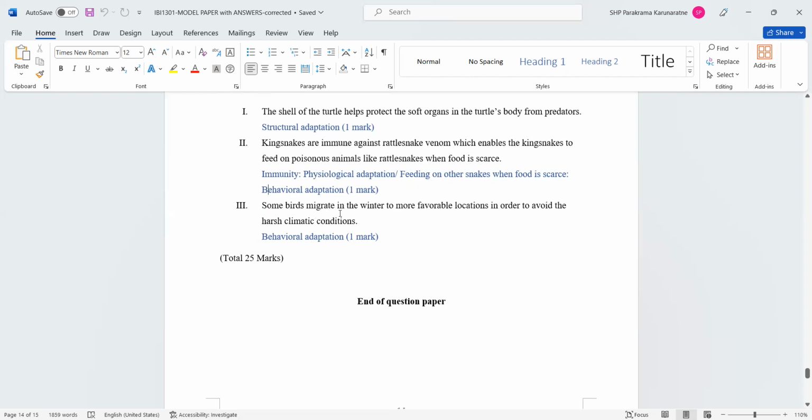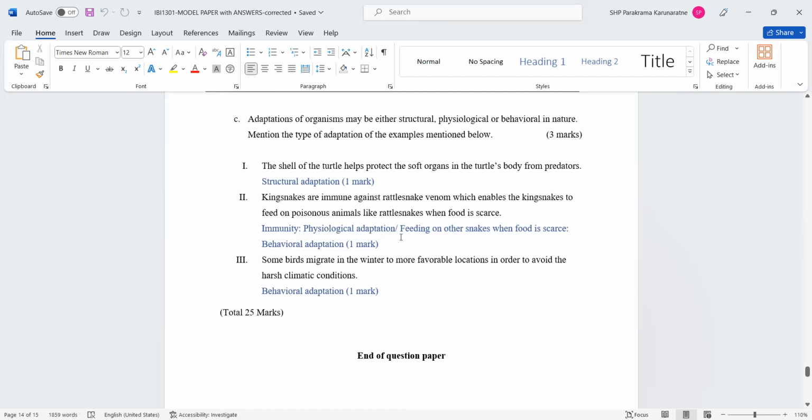Then some birds migrate in winter to more favorable locations in order to avoid harsh climate. This is purely behavior. Behaviorally they adapt, right? So it is a behavioral adaptation. Here it is mainly physiological. You can say behavioral also because different food types may need the behavior, and this is a structural adaptation.